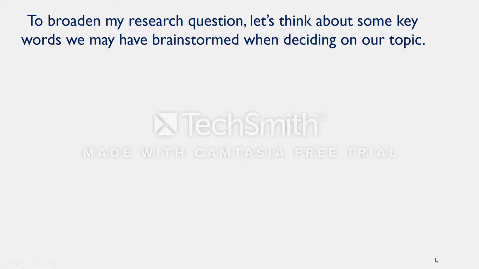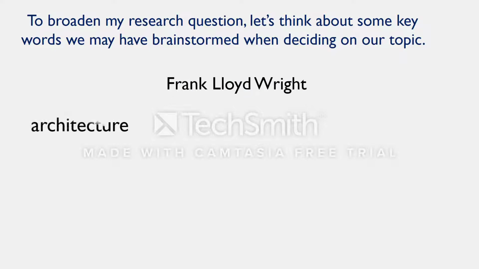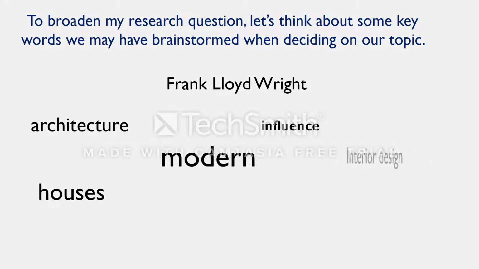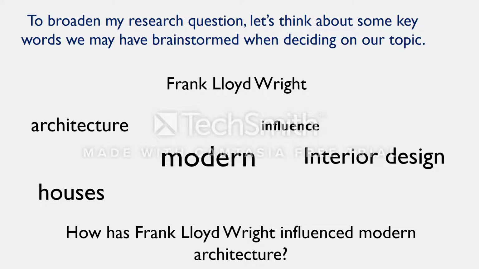To broaden my research question, let's think about some key words we may have brainstormed when deciding on our topic. You could also do some type of web or some type of concept map. Frank Lloyd Wright, architecture, influence, modern, houses, interior design, and this leads me to conclude that I could change my question to how has Frank Lloyd Wright influenced modern architecture? This does not cast as narrow of a net as my previous question, which included the specific year 2016. Instead, I'm looking at just modern architecture. Let's see how this search pans out.